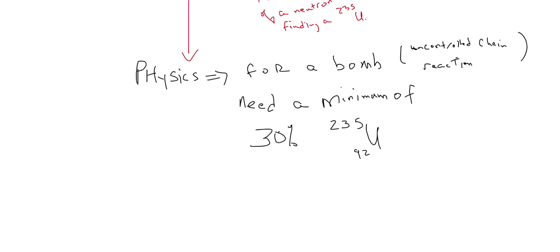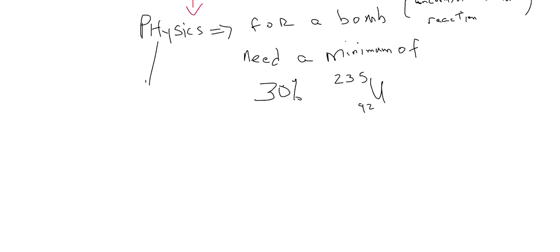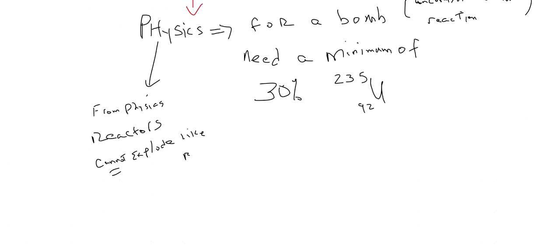And so we know from physics that reactors cannot explode like bombs. Well, that's good. Reactors cannot explode like bombs. Remember this, because I'm going to tell you something in a little bit that is kind of scary. So reactors cannot explode like bombs. There's just not enough uranium-235.